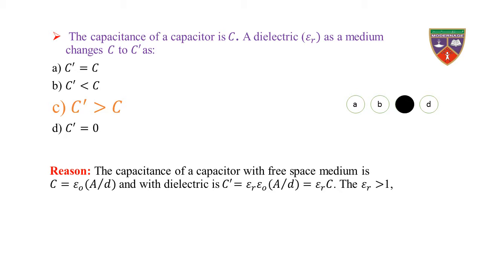Reason: the capacitance of a capacitor with free space is C equal to epsilon naught into A divided by D, and with a dielectric, C prime is equal to epsilon R epsilon naught A divided by D, which is equal to epsilon R C. The epsilon R is greater than 1. Therefore, C prime is greater than C. Hence, the capacitance C prime is greater than C, which means that the introduction of the dielectric as a medium increases the capacitance of the capacitor.